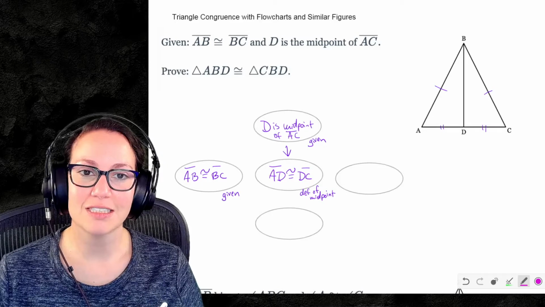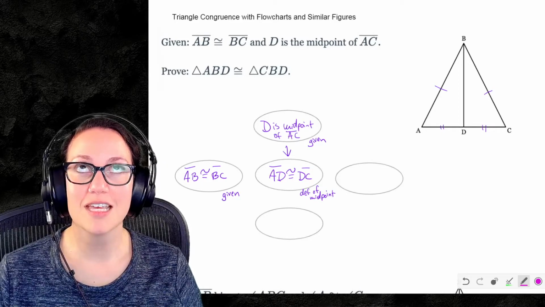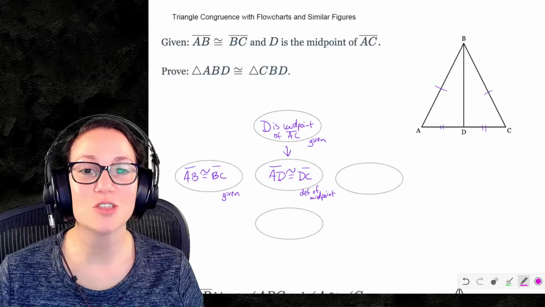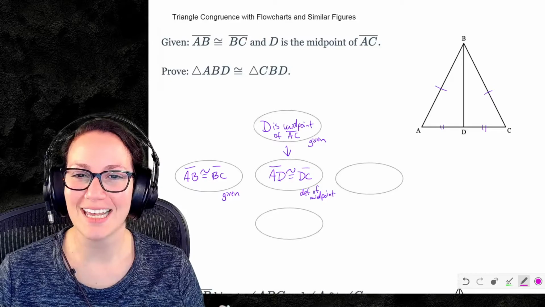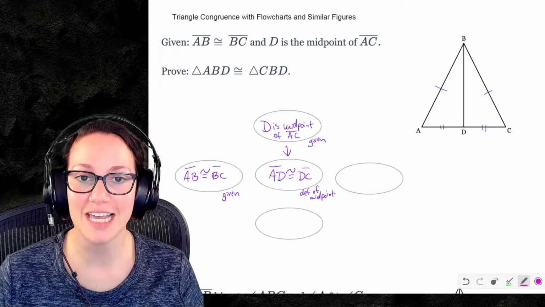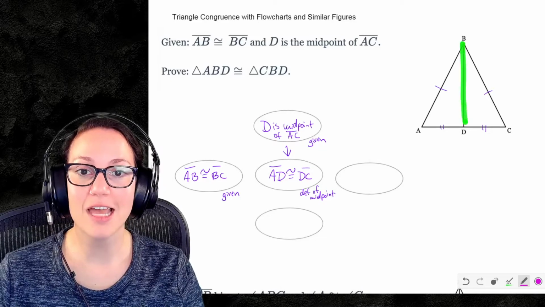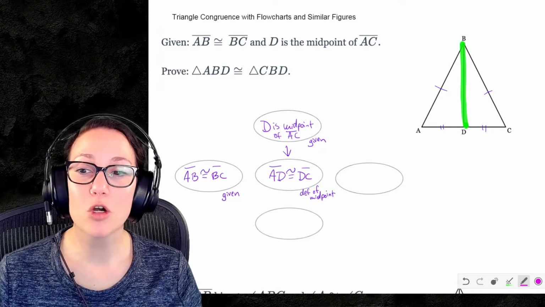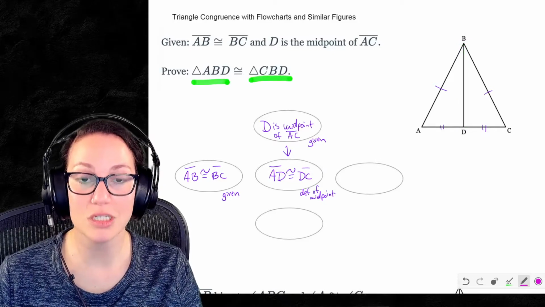Last but not least, this one gets a little bit tricky because it's almost like playing a game of state the obvious, right? Of course it's true, so why say it? Well, for our proofs, we have to say it. So that's this line, line BD. It's part of both triangles, right? We're trying to prove that ABD is congruent to CBD.